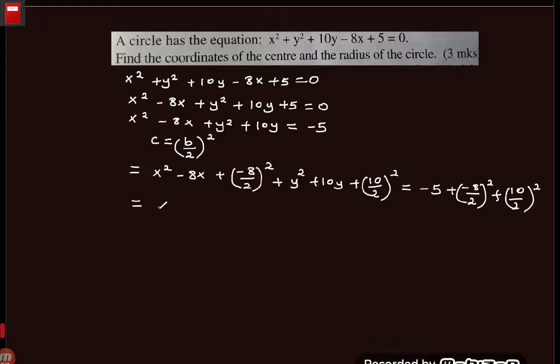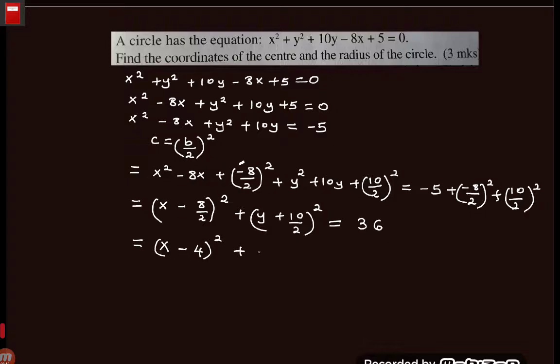The left hand side, we're going to have x minus 8 over 2 squared, because we have minus, plus y plus 10 over 2 squared is equal to, when we simplify the right hand side completely, we are getting 36. So we are going to have x minus 8 over 2, which is the same as 4, squared plus y plus 10 over 2, which is the same as 5, squared is equal to 36.